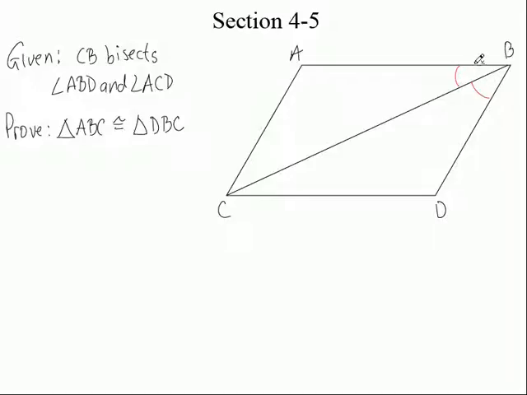In this case, it's angles, right? So 2 equal angles. It also bisects angle ACD. So I could say that this angle is equal to this angle right here.